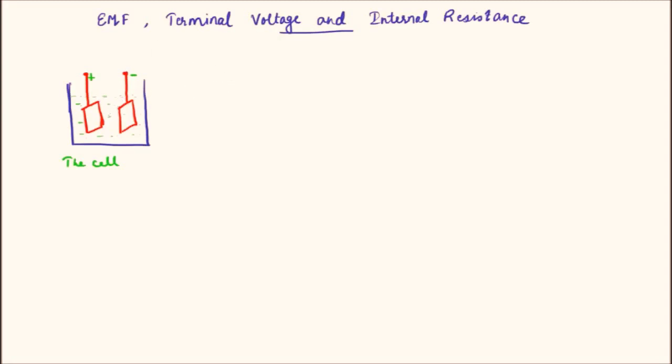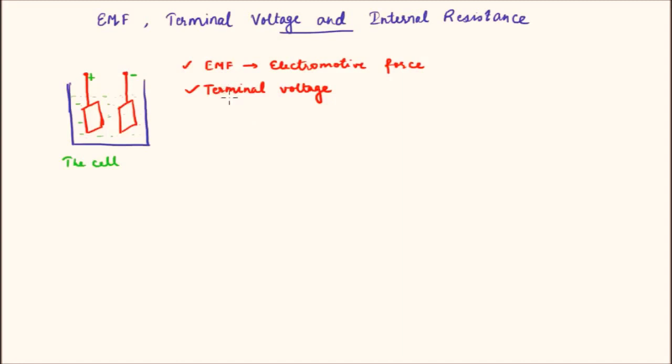One is called the EMF, or the electromotive force, and second is called the terminal voltage. So what is both of them, and what is the basic difference between them? Why do we need two potential differences? So let us start with electromotive force.